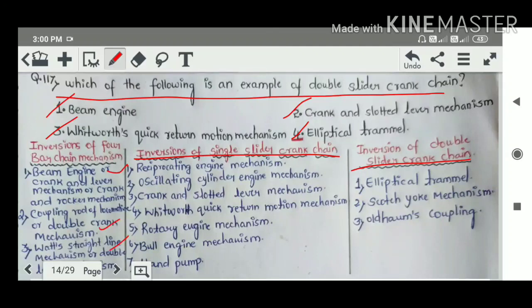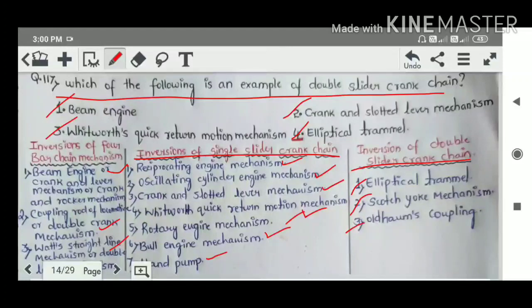In this, first one is reciprocating engine mechanism, second one is oscillating cylinder engine mechanism, third one is crank and slotted lever mechanism, fourth one is Whitworth quick return motion mechanism, fifth is rotary engine mechanism, sixth is bull engine mechanism, seventh is hand pump. Okay friends, and the third one is inversions of double slider crank chain. In this, first one is elliptical trammel, second one is Scotch yoke mechanism, third one is Oldham's coupling.